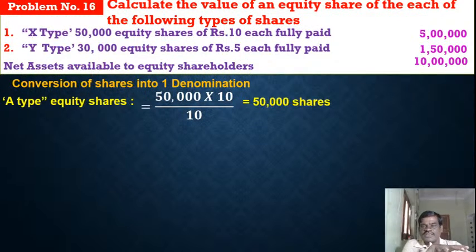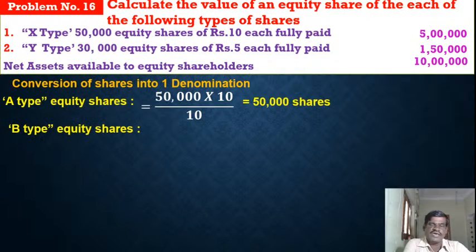Okay, why have I got the same answer? We are converting X type shares into X type, so X remains X, that is 50,000 shares. There is a small mistake here. You have to treat X as A and Y as B.